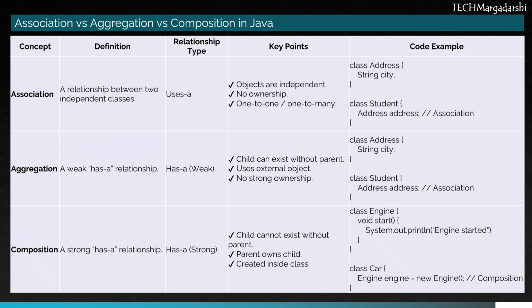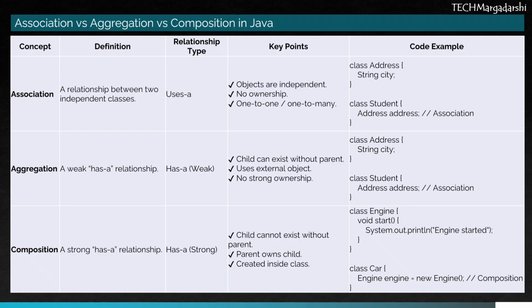Aggregation is a weak has-a relationship. One class contains a reference to another class, but the child object can exist even if the parent object is destroyed. The child object is usually created outside the parent class, which means there is no strong ownership.